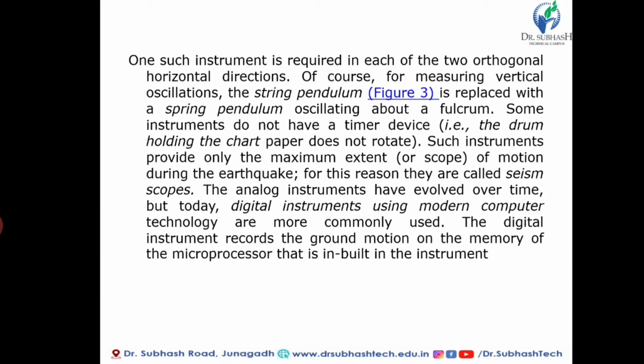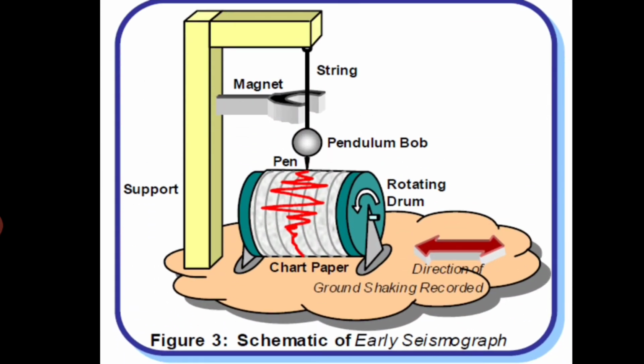The digital instrument records ground motion in the memory of the microprocessor that is built into the instrument. So nowadays we can find out precisely the direction of the earthquake and the oscillation with time, instead of it being recorded on a drum. This is the very advantage of this digital technology. Now we see the figure.